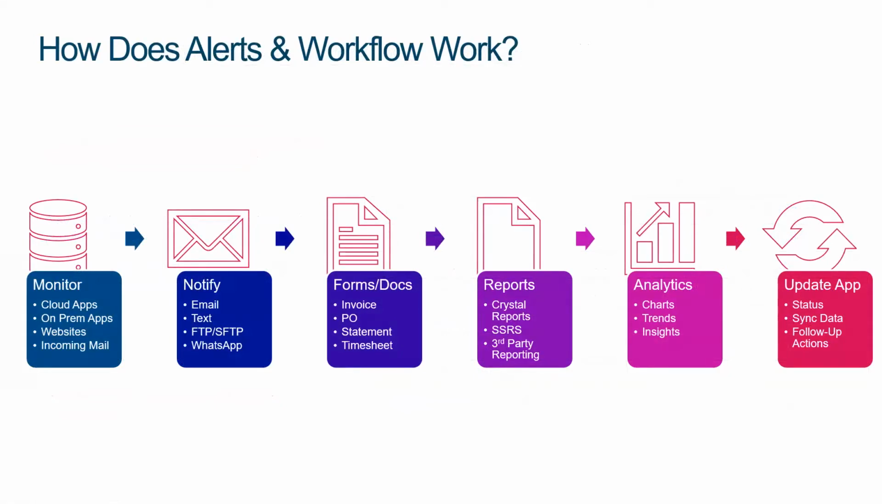So if you want to think of the idea of how alerts and workflow works, you've got these different steps in the process. First, monitor: keep an eye on the data sources, whether that's a cloud application or an on-premise application. You can even monitor incoming email and train your people out in the field. If you send a message with a particular subject, Knowledge Sync can turn around and generate a report based on the information in that email and send it back to you. Then notify when those things are happening.